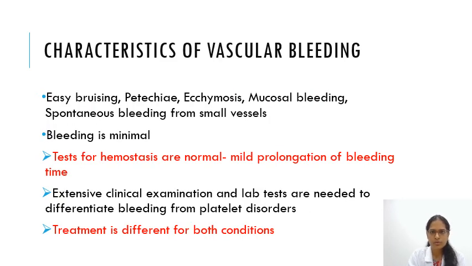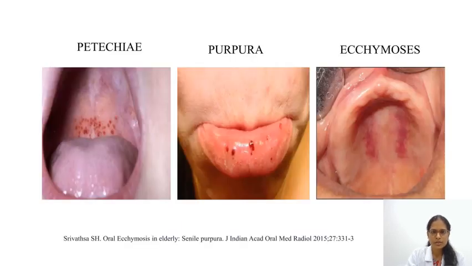So what are the characteristics of vascular bleeding? It can be in the form of petechiae, ecchymosis, mucosal bleeding, or spontaneous bleeding from small vessels, but the bleeding is very minimal, and the tests for hemostasis are all normal except for a mild prolongation of the bleeding time. So extensive clinical examination and lab tests are needed to differentiate bleeding from platelet disorders because the treatment for both conditions is different and clinically they look similar. Here are the pictures of how the patient is presenting. This is in the oral mucosa, petechiae, this is purpura on the lips, and this is ecchymosis on the hard palate.